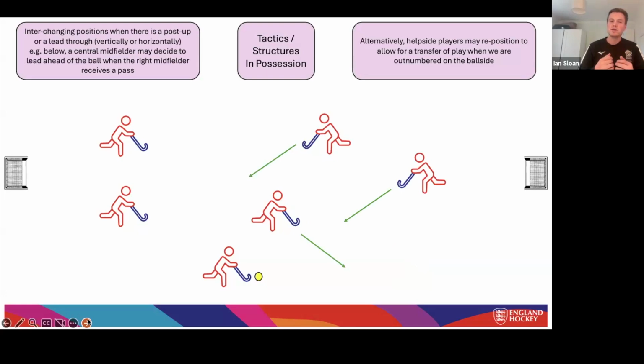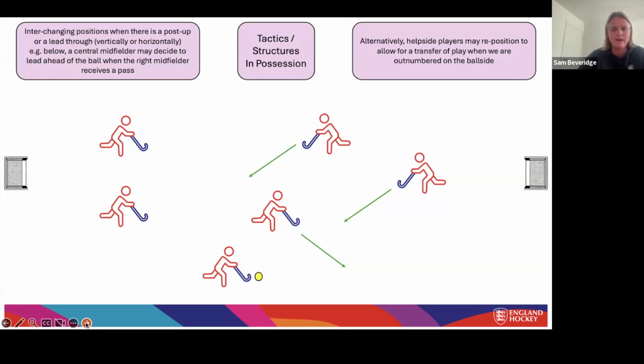We know that by hopefully them having more keep phase play, there's going to have to be a lot more movement off the ball to give options to the player that's in possession, and therefore we expect them to be moving around, changing positions, and giving multiple options to the player on the ball. So that's structures and tactics in possession. What about when we're out of possession of the ball?